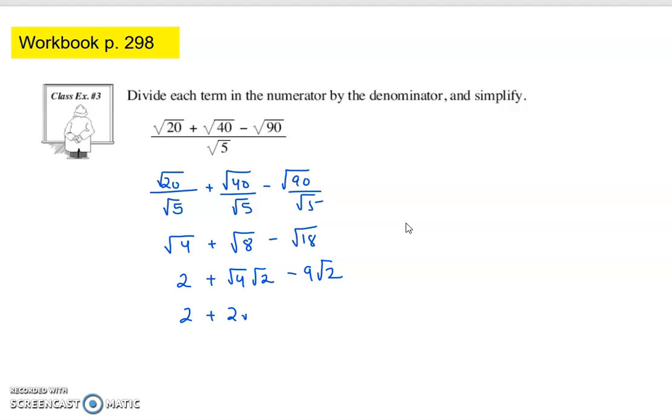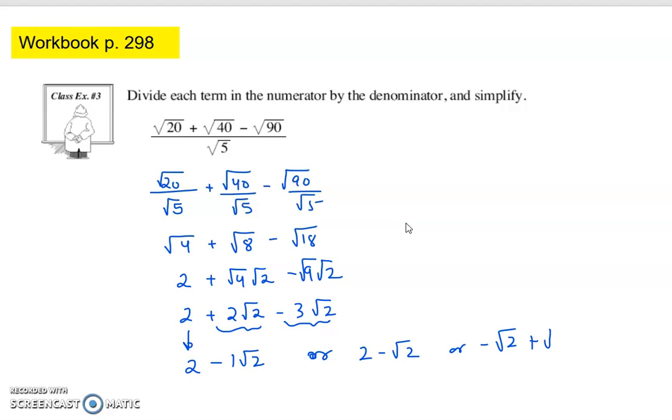So 2 plus 2 root 2, sorry, I forgot the root, minus 3 root 2, and that ends up combining. Only these two terms can combine because these are two like terms. This is a whole number, so it will come down on its own, and that becomes negative 1 root 2. You don't need to really write the 1, but you could just write it as 2 minus root 2, or negative root 2 plus 2. It doesn't matter which option you pick here.